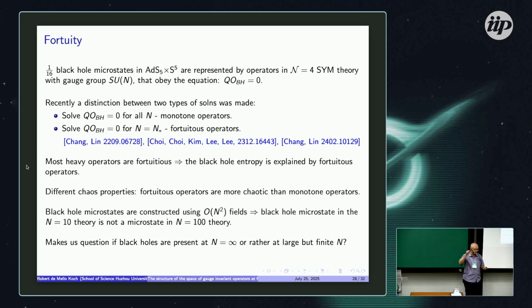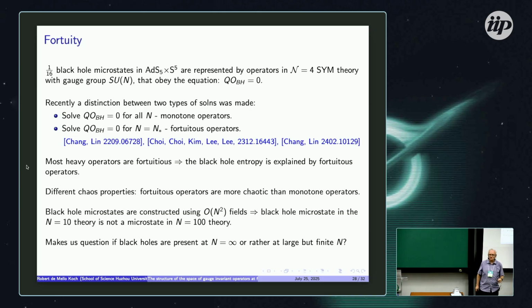So the Lyapunov time: you shoot a particle off, it starts off undergoing ballistic transport, and then it deviates from ballistic transport, so it's a measure of chaos. For monotone operators, the Lyapunov time is n to some power, in some systems sometimes n squared. For the fortuitous operators, it's order 1. So this again suggests there's much more chaos, and also suggests a link to black holes. And then there's another reason why this is pretty reasonable.